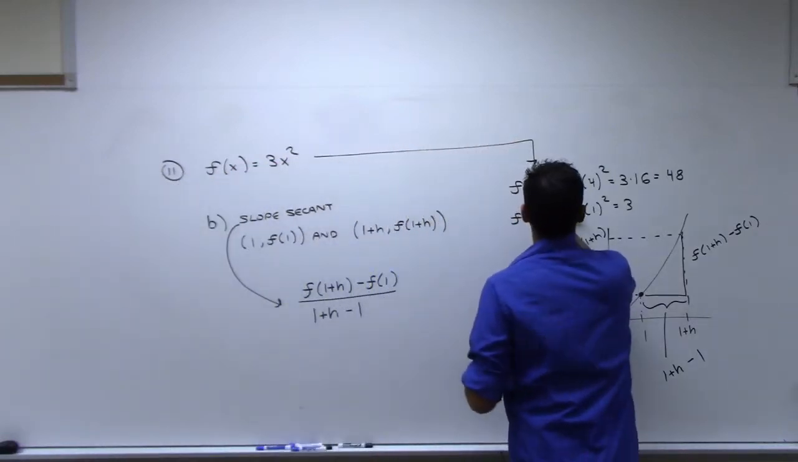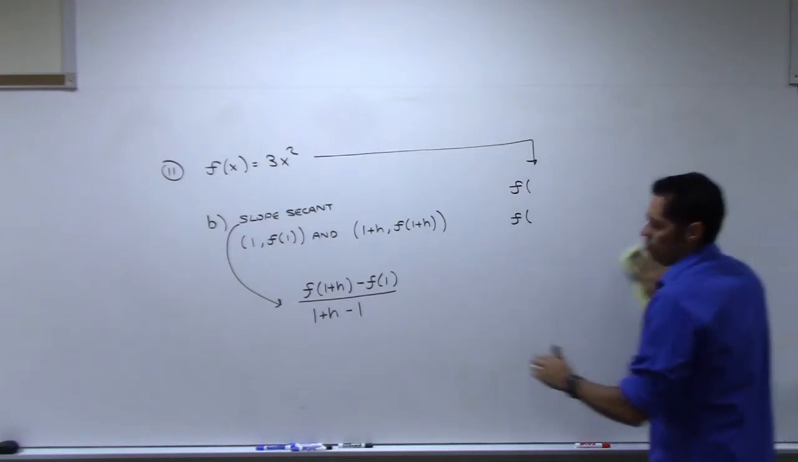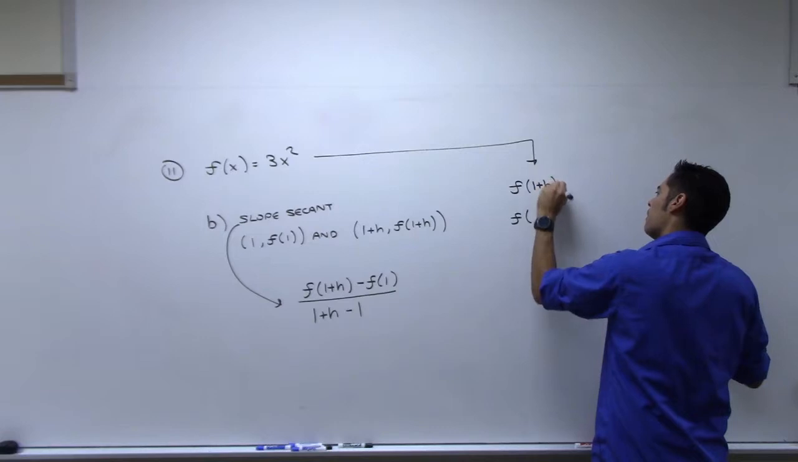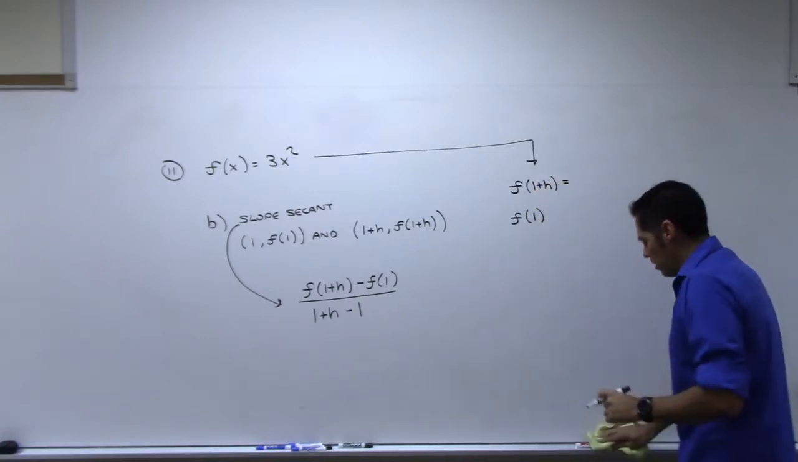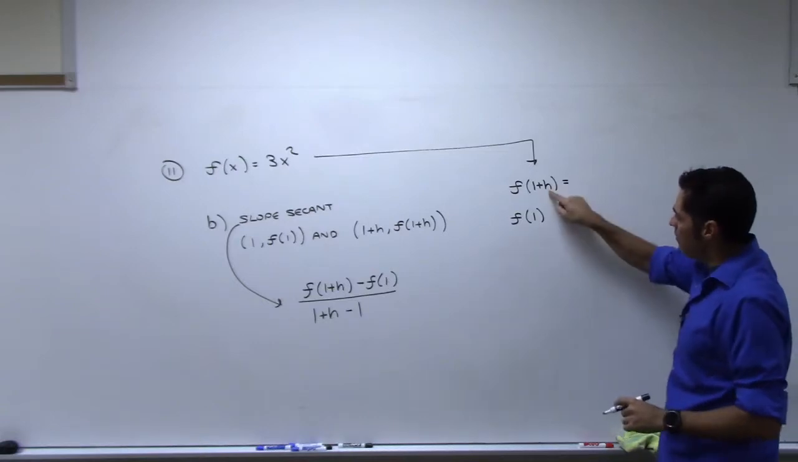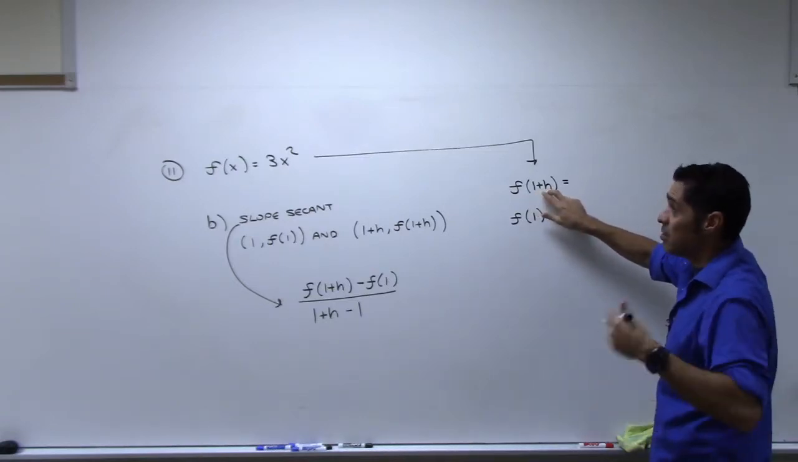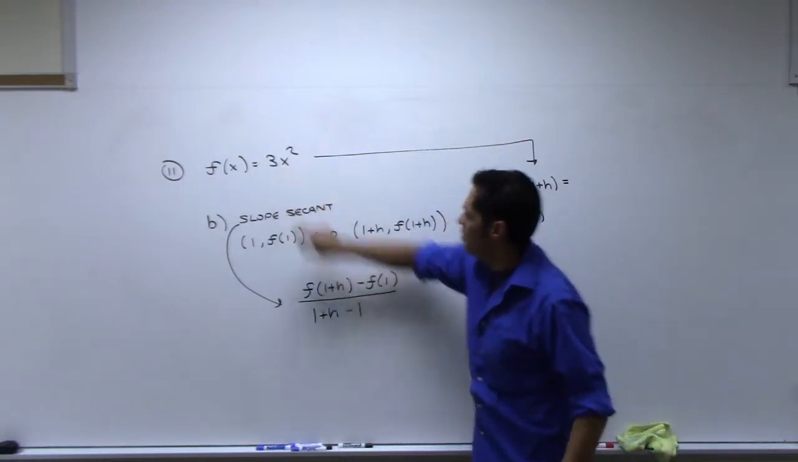I'm first going to figure out what this top left is, which is f of 1 plus h, and then I'm going to figure out what f of 1 is. Now, f of 1 plus h, this is the first time this has happened. We actually have a variable that we're plugging in, not a number. I mean, it's a number plus a variable, so the answer should have h in it. So I'm going to replace this x with 1 plus h.